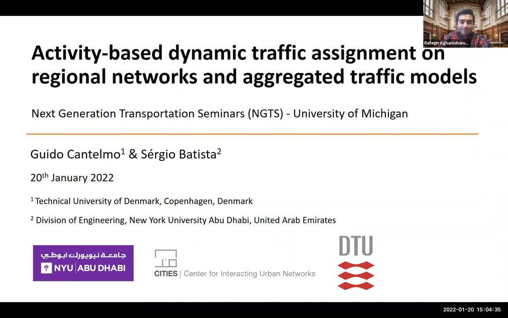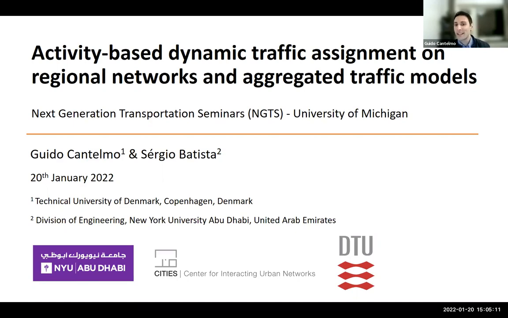Thank you very much, Rafik, for inviting us today to talk about our latest research. Despite the very complicated title, the presentation is actually about simplified models. So it doesn't look like it. Today we're going to talk about the research we have been doing with Sergio and many other people. It is about a simplified activity-based model and a simplified traffic model, and how we can combine them together to make some analysis.